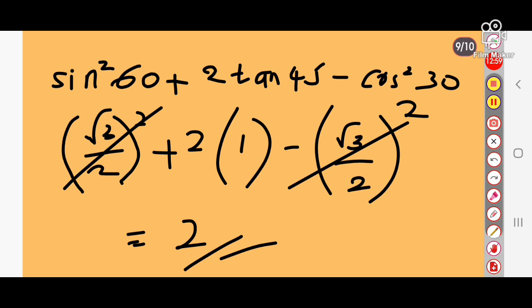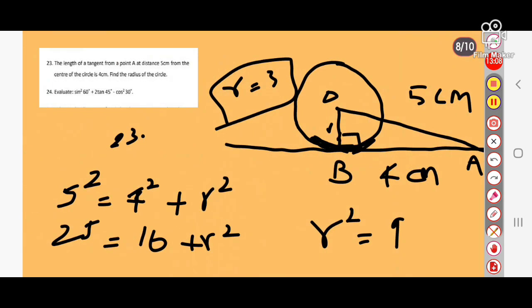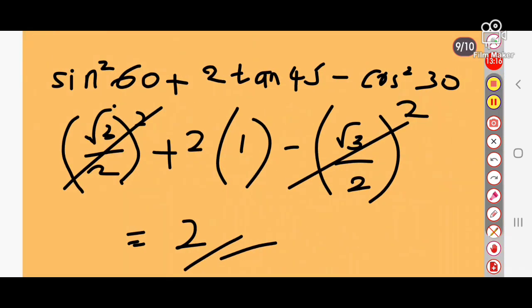The only thing is, if you know the values of these things, you can carry out the problem, or else you cannot solve even simple sums in the board exam. That is what the question asked. The 24th question: evaluate sin square 60 plus 2 tan 45 minus cos square 30. The answer is 2. Now the next question.